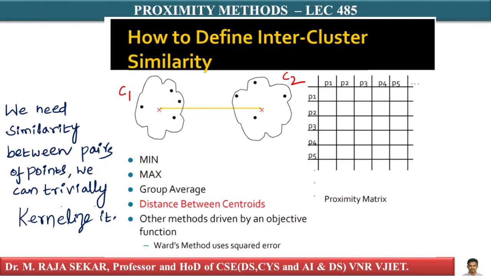Basically what you need is similarity between points. But if you look at the centroid method, we will try to understand the centroid method and all these things with the help of numerical examples in future lectures. Here, min, max and group average, all three of them are trivially kernelized, because all they need is the similarity value, and hence they can be trivially kernelized.